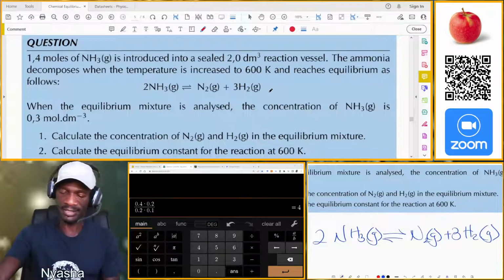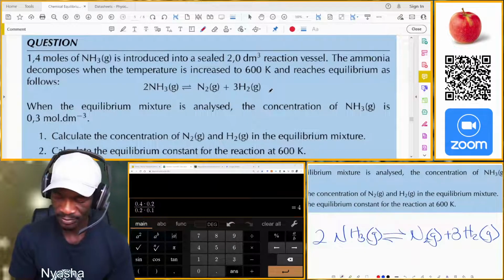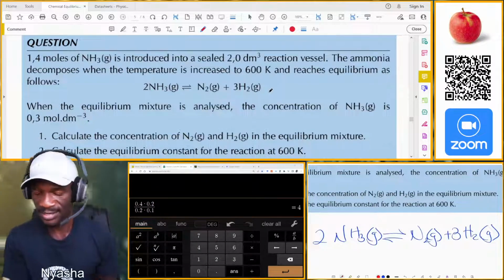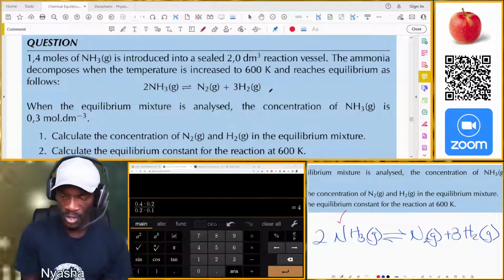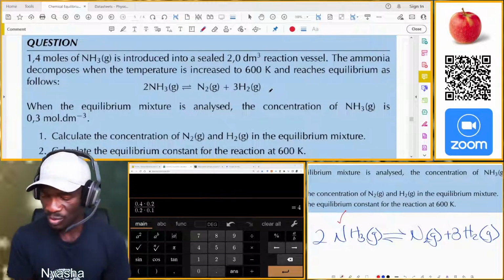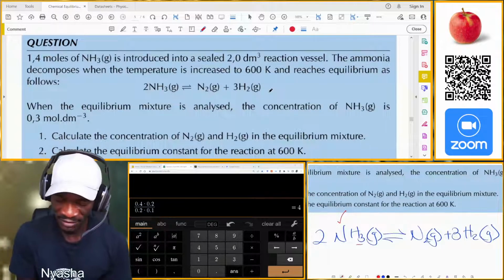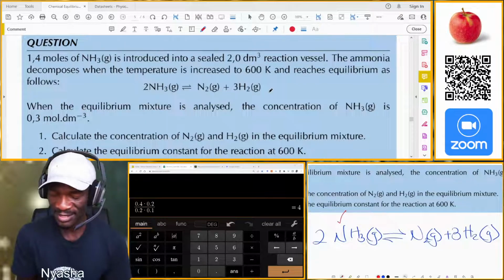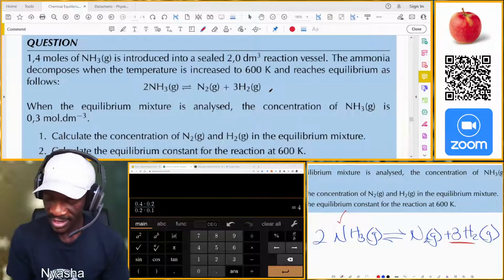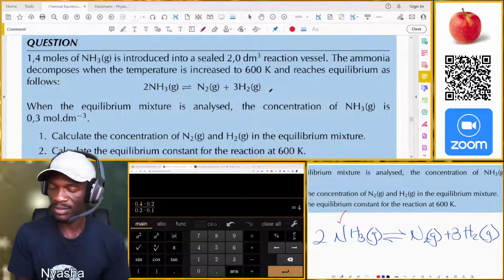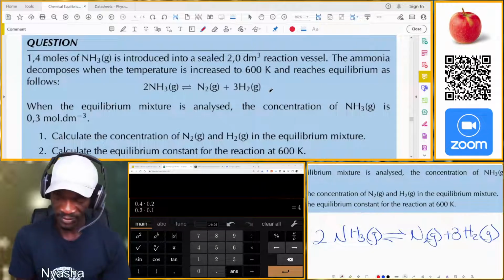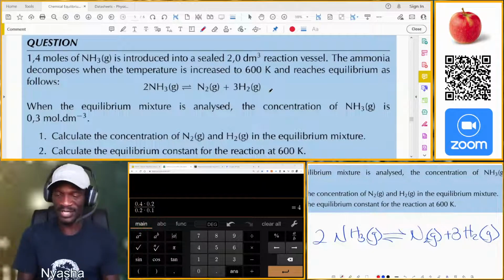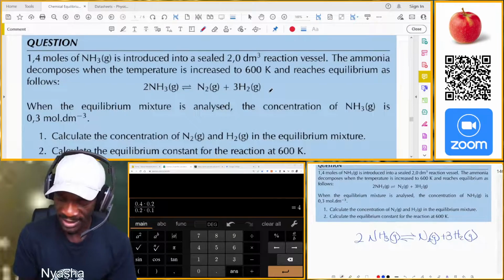Just look at your nitrogens. We have 2 nitrogens on the left-hand side. Do we have 2 nitrogens on the right-hand side? Yes, so the nitrogens are equal on both sides. For hydrogens, we have 3 multiplied by 2, so it's 6 on the left-hand side. Then we have 6 on the right-hand side, which is 3 of these doubles. So we have a balanced chemical reaction. The first thing we've established is that the reaction is balanced. Now let's list the given data.